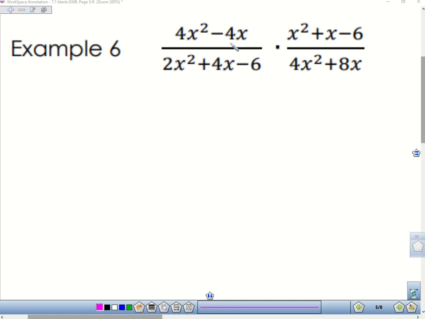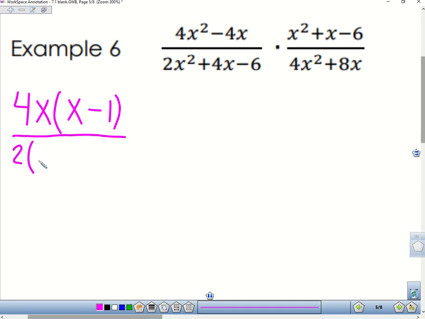So what can I factor out of the numerator in example 6? We can factor out a 4, but we can also factor out an x. Good. So we're going to factor out as much as we can. That's going to leave me with 4x times x minus 1. Now, as for the denominator, what can I factor out here? 2. Good. I factor out a 2, and that leaves me with x squared plus 2x minus 3.